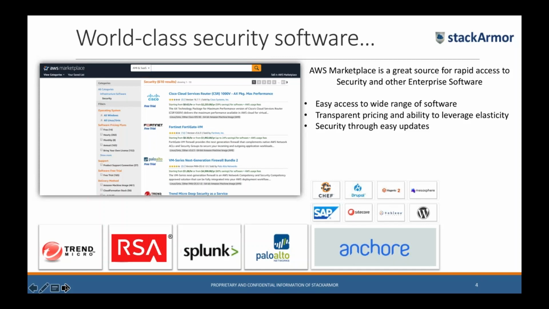So we have relationships with some of the top security providers in the country, Trend Micro, RSA, Splunk, Palo Alto, and we'll talk to you a little bit about those, and we'll also talk to you a little bit about Anchor, which is a deep image scanning software that we have a partnership with for Docker containers.